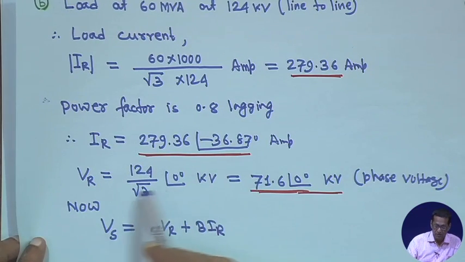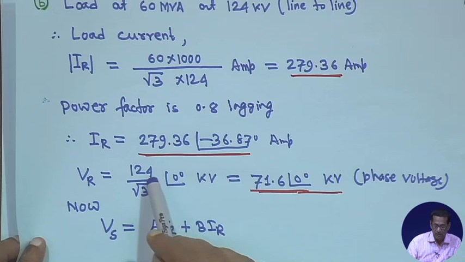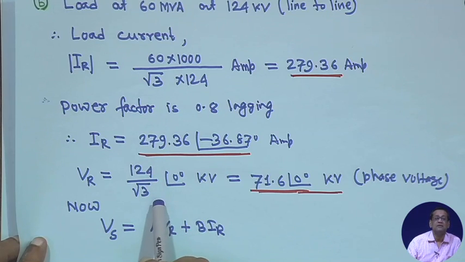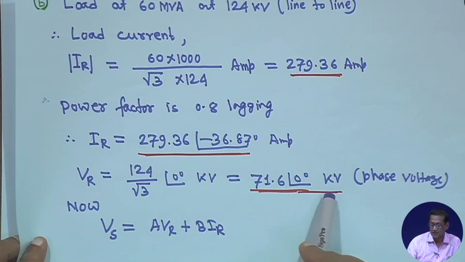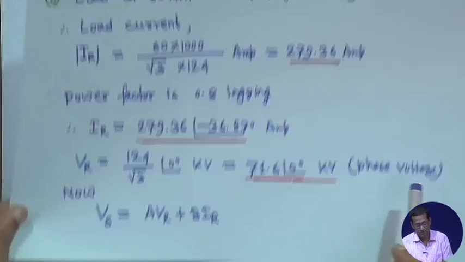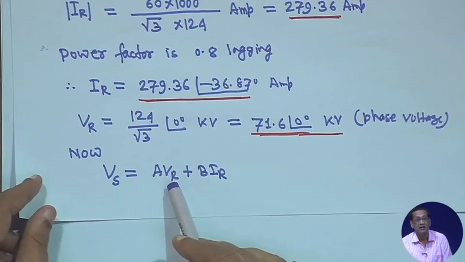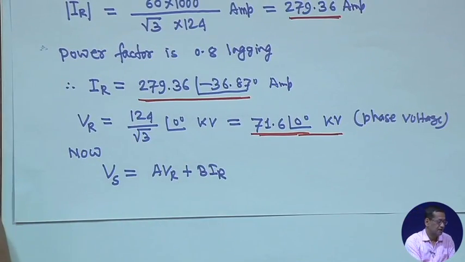Here VR is equal to, as I told you, you have to take everything in line to neutral, that is the phase voltage. So, 124 upon root 3 angle 0 degree kV. So, it is 71.6 angle 0 degree kilovolt, that is the phase voltage. Now, you know that sending end voltage is equal to AVR plus BIR, right.